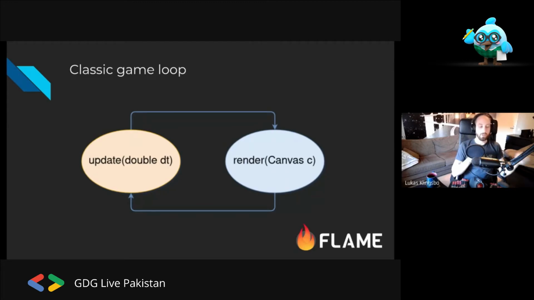So after you've done all the update logic, it can be like moving around your player and, I don't know, putting in more coins or enemies or whatever. Then you want to render that, and then after the render is done, the update is called again, and then it goes like that in an infinite loop. And this is called 60 times per second at least, to be able to get smooth animations and such.